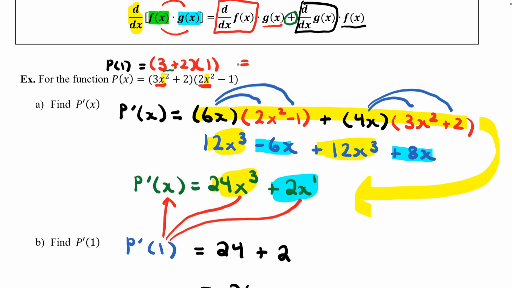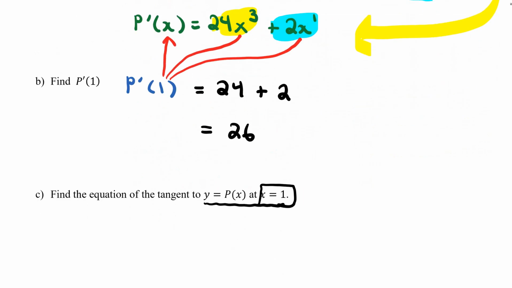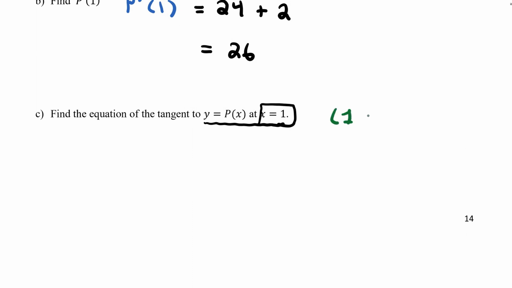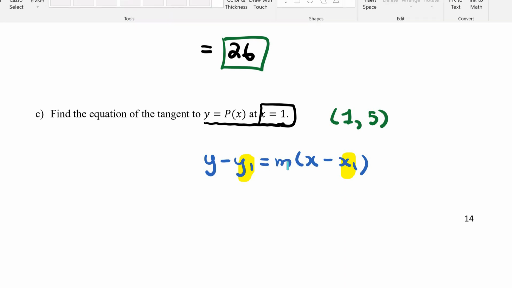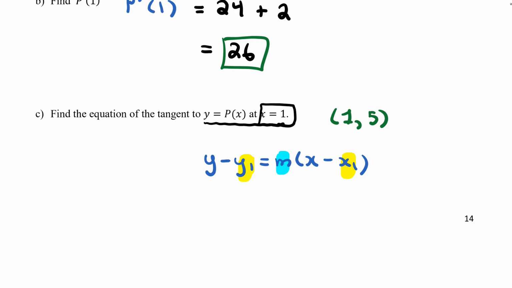3 plus 2 is 5, and 5 times 1 is 5. Okay, so what does that mean? What that means is when x is 1, the y value is 5. And this right here is my slope. So if I go ahead and write out my equation of the tangent line here, we'll see this many, many times. The pre-calc stuff is finding the y value, and you're given the x value. And the calculus stuff is finding the derivative value there.